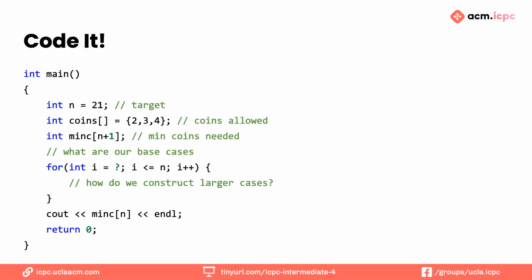All right, so if you want to try coding this, this problem is not up on Caddis. So you can just try this out for some hard-coded test cases. So let's say we want to reach a target n of 21, and the coins that we have are 2-cent coins, 3-cent coins, or 4-cent coins. And then we want to figure out the minimum number of coins we need in order to get to our target.